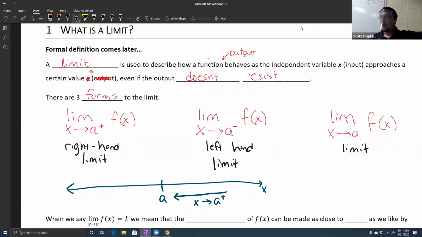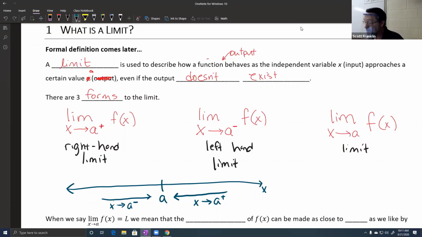Coming in this way. On the other hand, if I come in from this direction, I'm going to say that's x approaching a from the minus side, which makes sense if you think in terms of where positive numbers and negative numbers are on the x-axis. In a minute, we'll look at a graph and we'll see that what we're actually looking at as we get closer is what happens to the height of the graph as we come in from that direction.